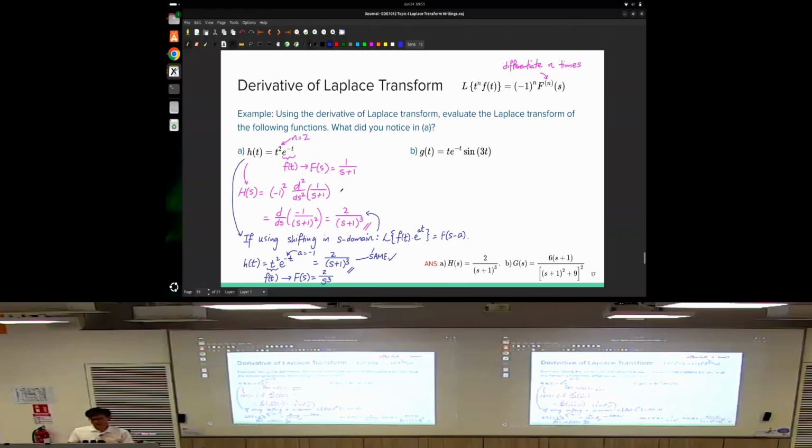So now let's look at part B, or maybe I should give you some time to try. Now you try, and then we mark attendance. This one has 3 functions multiplied together. This t will require you to use the derivative property. Then you have to identify what your f of t is in this expression. There can be multiple Laplace transform properties used together: the t uses the derivative property, and e to the minus t uses the s shifting property. So you have to use them in conjunction. You try this one for 5 minutes.